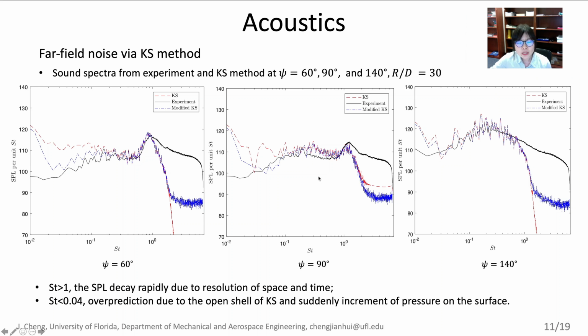From these figures, we can see that when the Strouhal number is larger than 1, the sound pressure level decays rapidly due to the resolution of space and time. At 60 and 90 degrees, there is an over-prediction at lower frequency due to the open shell of the KS method and the abrupt increment of pressure on the surface. When we remove this increment, the results are highly improved. Therefore, we believe our numerical method is valid to predict the far-field noise.